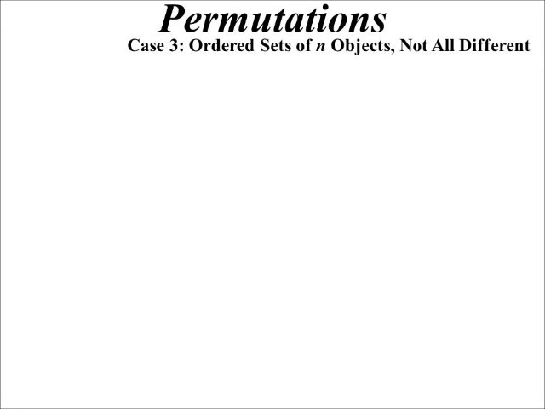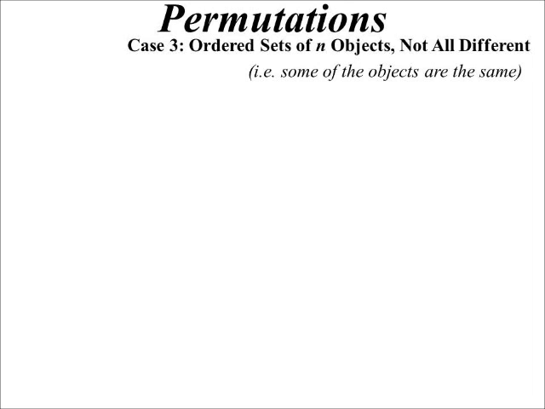The third case of permutations. So this time, we've got n objects. We're going to arrange all of them, but some of them are the same. Okay, so some of them are the same, or as I put there, not all different. Well, it means the same thing.